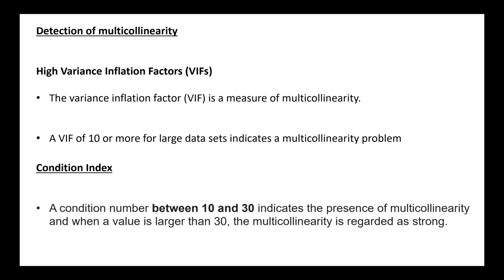A VIF of 10 or more indicates a multicollinearity problem. We can also look into condition index numbers. A condition number between 10 and 30 indicates the presence of multicollinearity, and when this value is greater than 30, the multicollinearity is regarded as strong. So let us look into how we can use PROC to find the values of VIF and condition index in SAS.